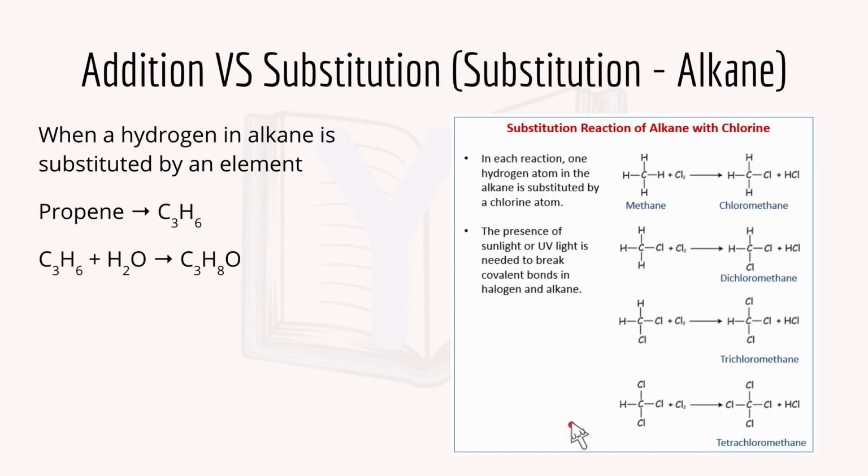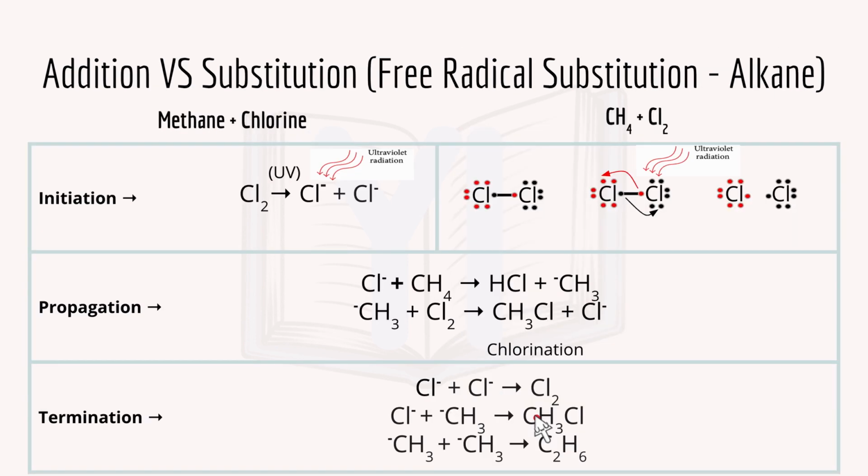So move on now to substitution, which is for alkane, and it's when the hydrogen in alkane is substituted by an element. So let's say propene, and this is an example for the propene, which is the one just now. But here we have then reactions for alkane substitution, like methane to chloromethane. So we have addition versus substitution for free radical substitution, which is part of the substitution reaction for alkane.